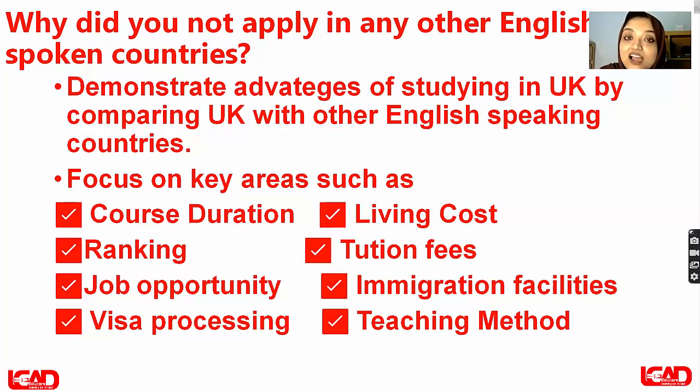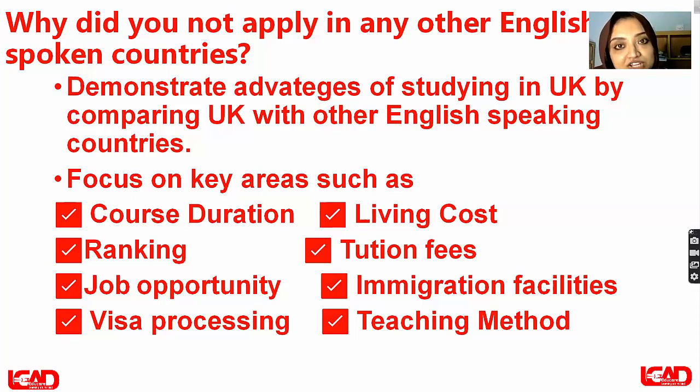Living cost, is it higher? Is it less? Compare it, mention that. Tuition fees. Also, immigration facilities. Many countries have very strict immigration laws compared to UK, such as USA. You're continuously supervised, monitored. But in UK, the immigration law is very flexible.